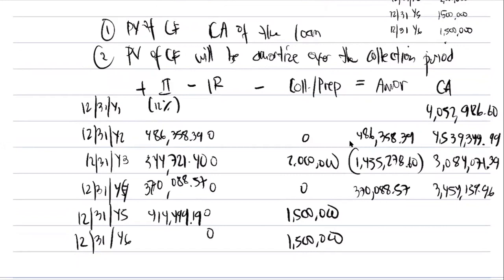Bakit hindi na siya nag-equal? Wait nga. 4,052,986.60 times 12% is 486,358.39. So 4,052,986 times 1.12 times 1.12 less 2 million times 1.12 times 1.12 less 1.5 times 1.12 less 1.5.